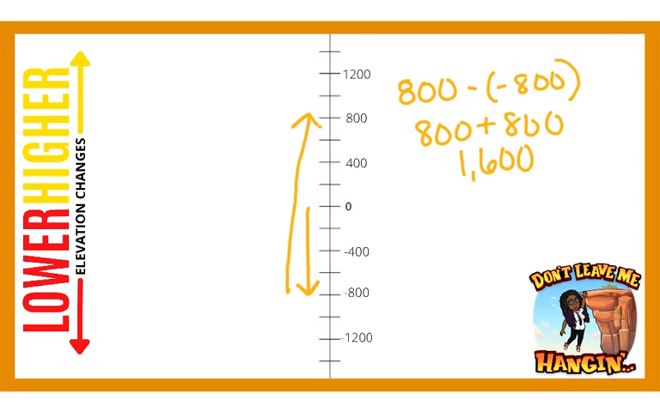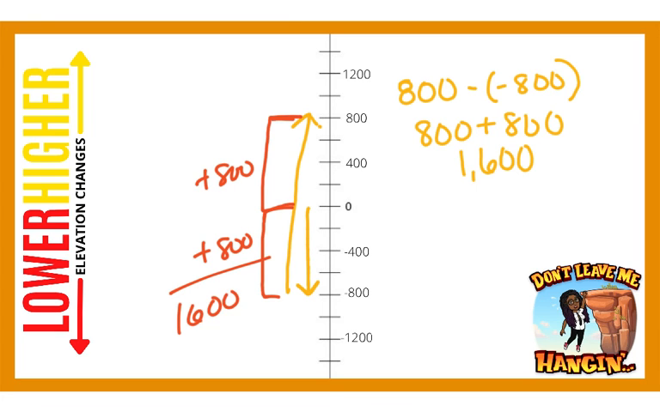Now we can confirm this using our number line. From negative 800 to 0 is positive 800, right? Then from 0 to positive 800 is another positive 800. When I total this up, I got 1,600, okay? A positive change in elevation.